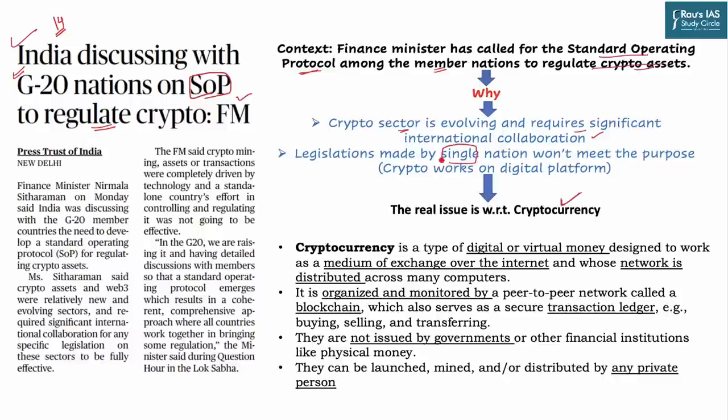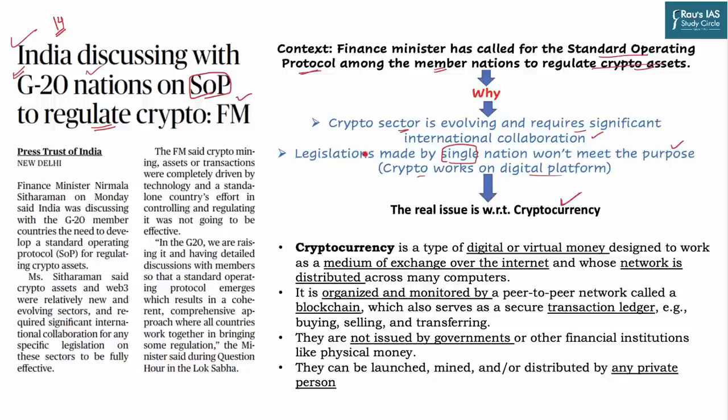Legislations made by a single nation, let's say India, are not going to meet the purpose internationally, because crypto works on the digital platform. One country coming up with a regulation is not going to benefit the entire world in totality. Hence, India is now looking to lay down a single procedure or SOP for all the countries across the world to follow in respect to the cryptocurrency. And as G20 is one of the major economic groupings, which controls almost 80% of the world GDP, if it comes up with such an important standard operating protocol, it can set an example for other countries to follow.